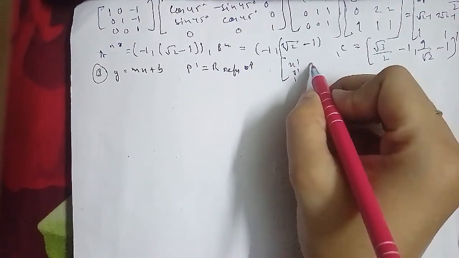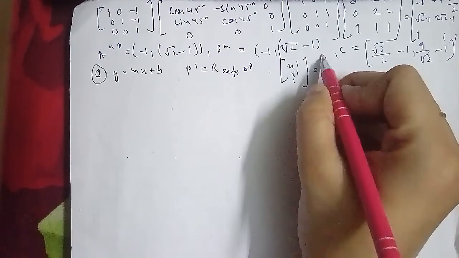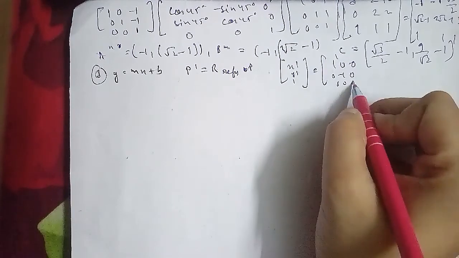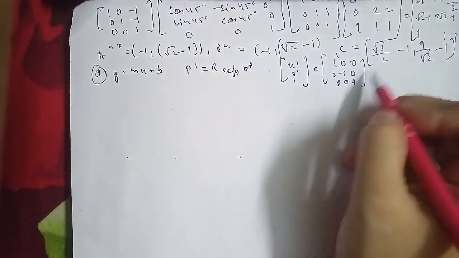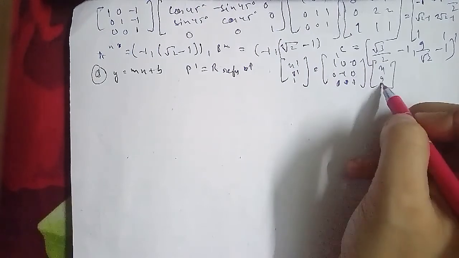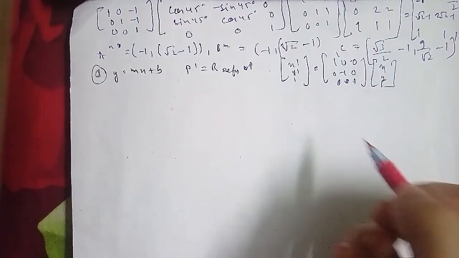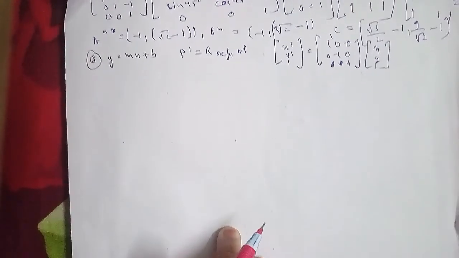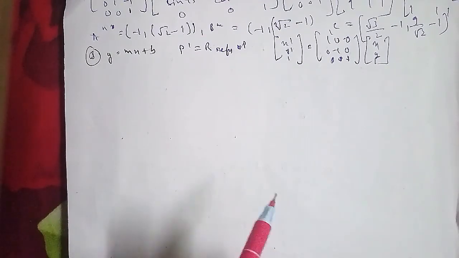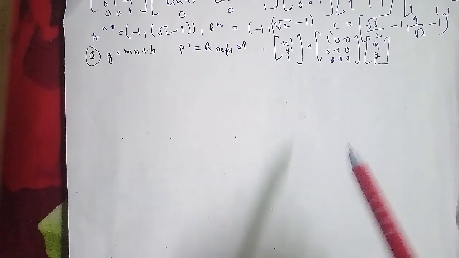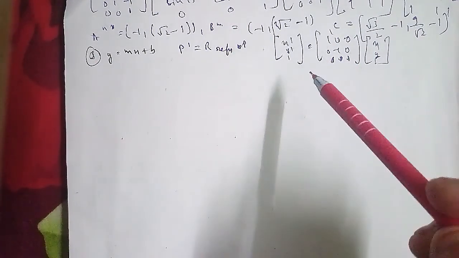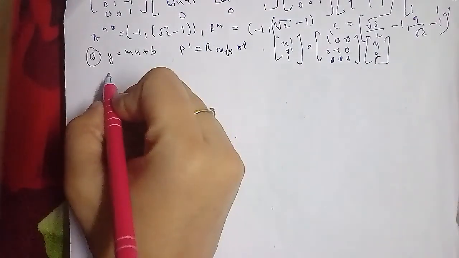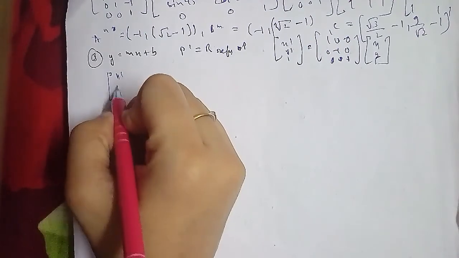Next, the reflection about the line y equals x. The reflected positions and the original positions mirror one another, and for P dash, the reflection matrix is in the form x dash, y dash, 1 equals 0 1 0, 1 0 0 and 0 0 1, multiplied by x, y and 1.